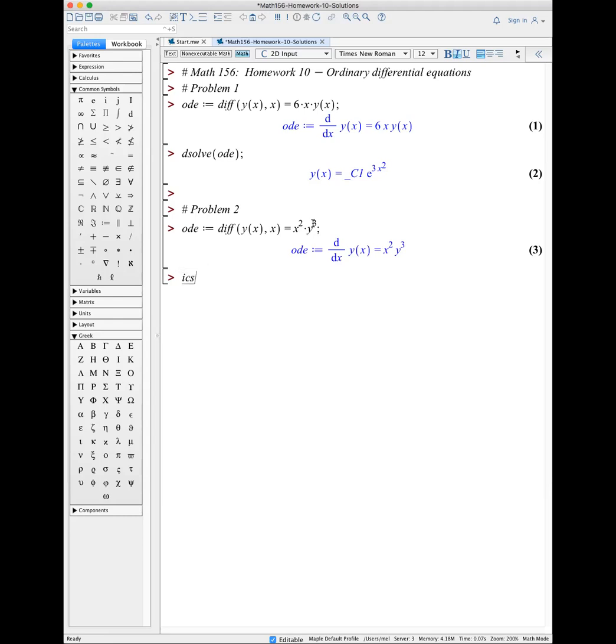Then I can use dsolve. You can use anything for the initial conditions. I'm using ICS just because that's what Maple does. If you go to help, the initial condition is that the value of the function at 1 is equal to 2. So now I want to solve the differential equation with this initial condition, and I put them in curly brackets.